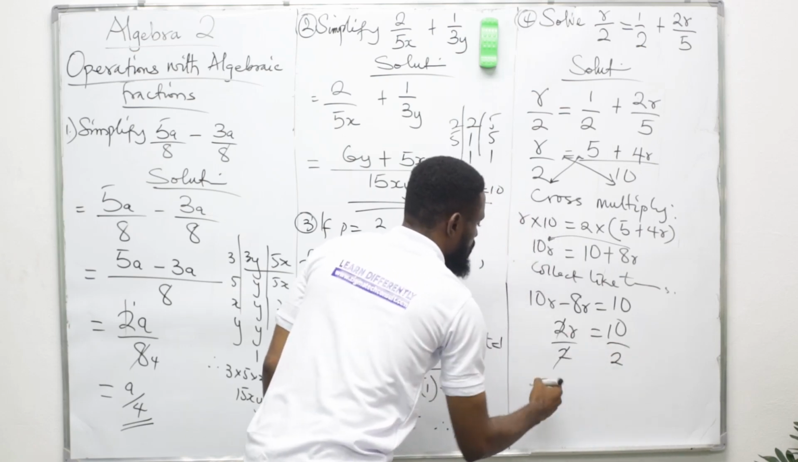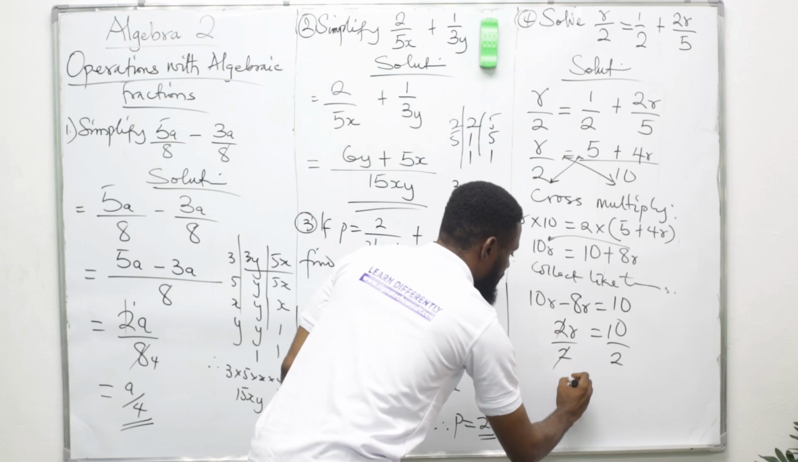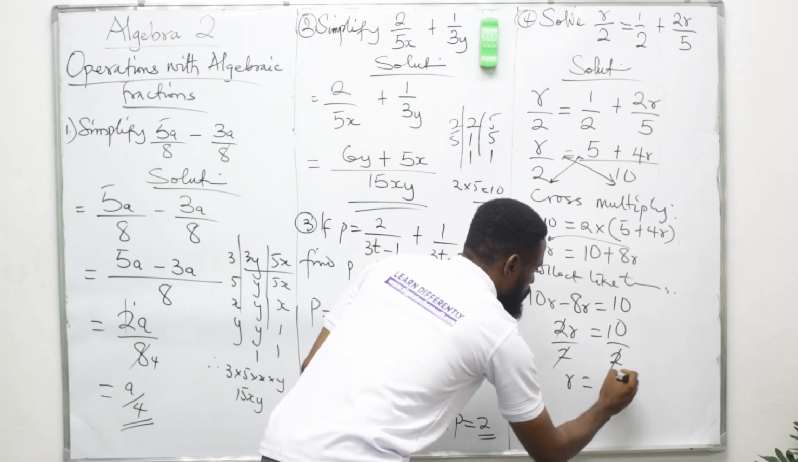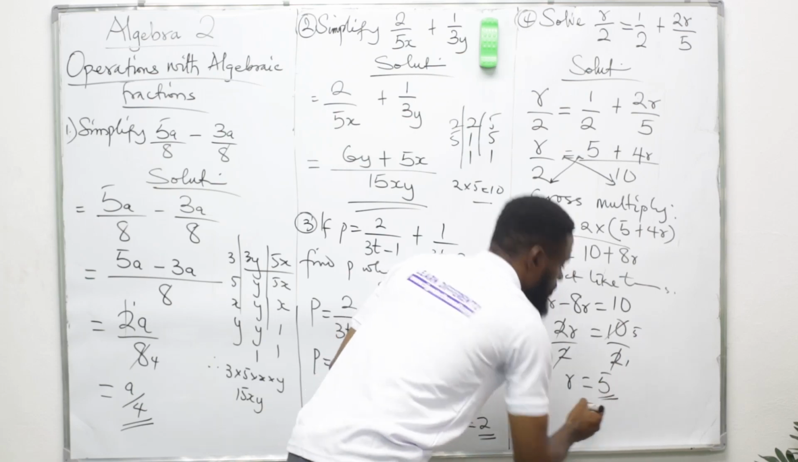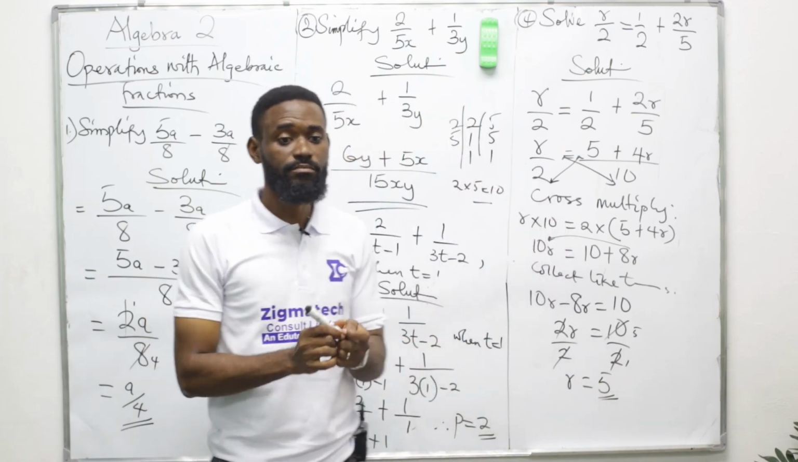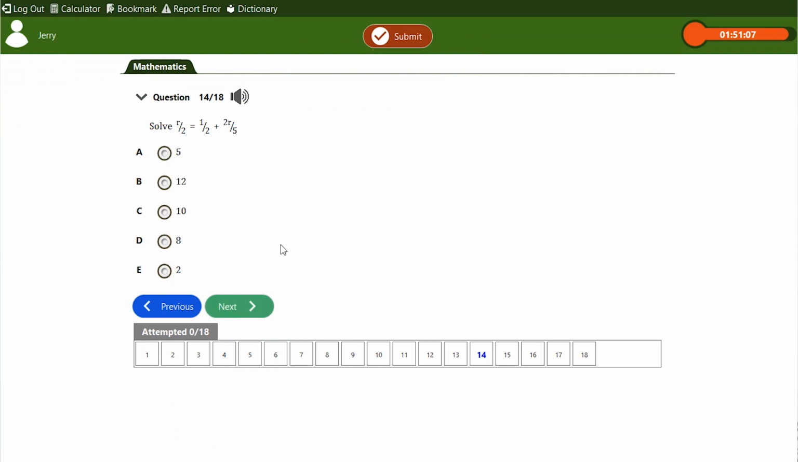2 into here is 1. 1 times R is R. So R. 2 here is 1. 2 into 10 is 5. So R is equal to 5. So if we check that, our correct option there is option A.